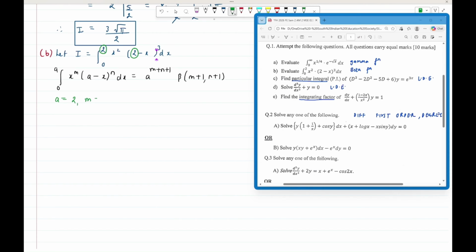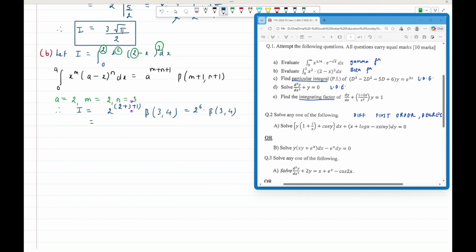The value of M is again 2, and the value of N is 3. So we can say, therefore, I is equal to A, which is 2 raised to M plus N plus 1. So that's going to be 2 plus 3 plus 1 times beta of M plus 1, that is 3, comma N plus 1, which is 4. Thus we have 2 raised to 6 into beta of 3 comma 4.